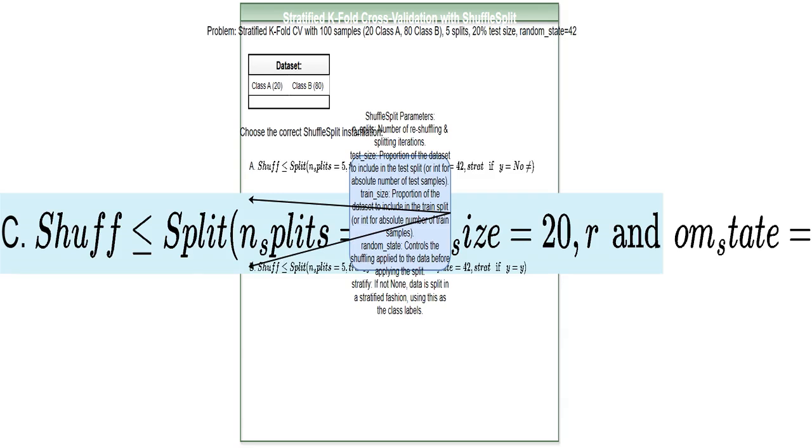Option C uses an absolute number, 20, for test_size instead of a proportion, 0.2. This is wrong, because ShuffleSplit expects a fraction, between 0 and 1, or an integer for train_size or test_size to define the proportion or number of samples respectively.